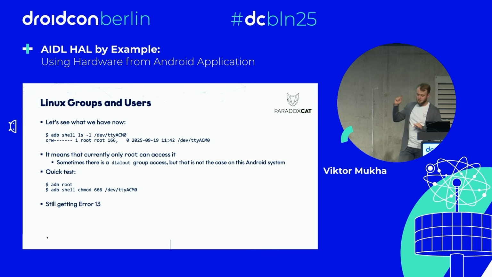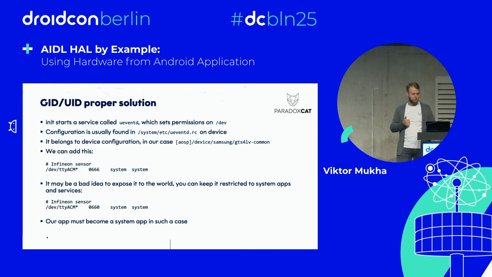However, I want to mention how to fix this properly without having to change the mode of your device every time. The proper solution involves a service called ueventd. It starts the service, and this service is responsible for setting permissions on dev entries. The configuration for that is usually found on the device, in system/etc/ueventd.rc, and this belongs to the device configuration. In our case, with Lineage, it's here.